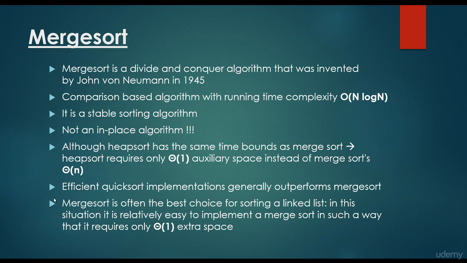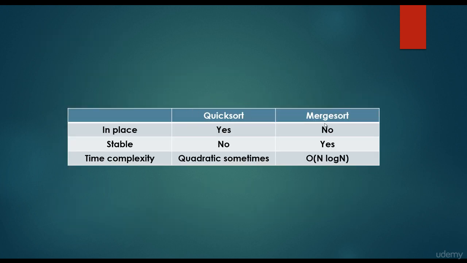What's very important is that usually efficient quicksort implementations outperform merge sort. For example, as far as Java is concerned, it uses merge sort for sorting reference types and uses quicksort for sorting primitive types such as integers, characters, and so on. Merge sort is often the best choice for sorting a linked list. In this situation, it is relatively easy to implement a merge sort in such a way that it requires only Theta(1) extra space.